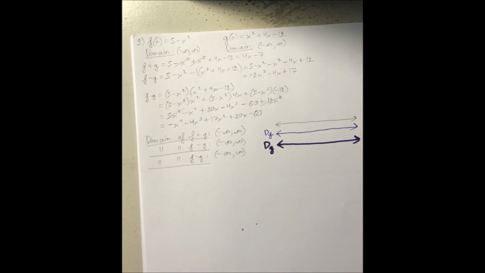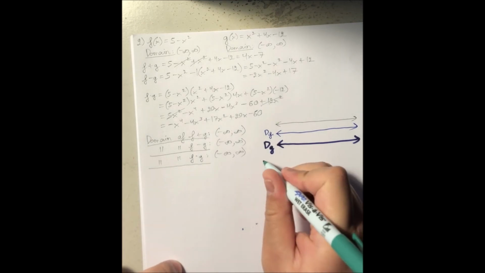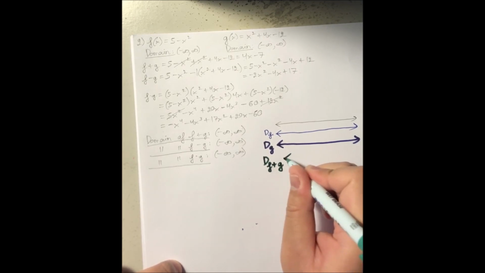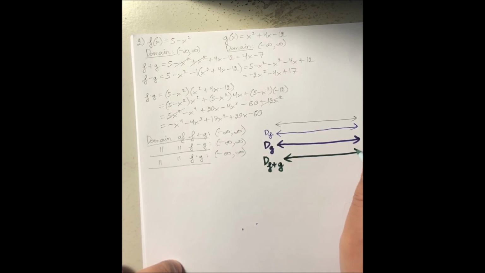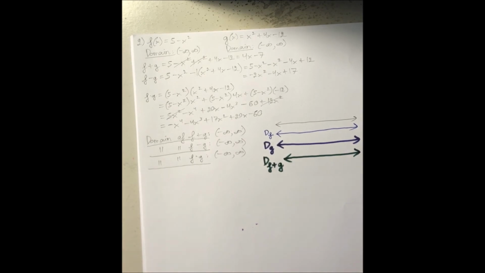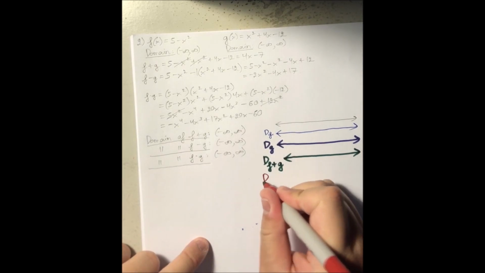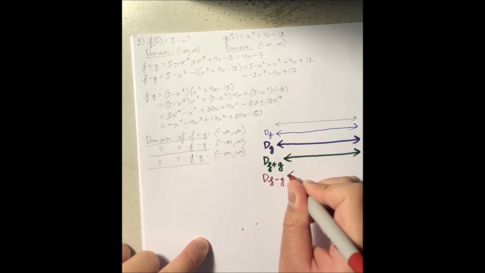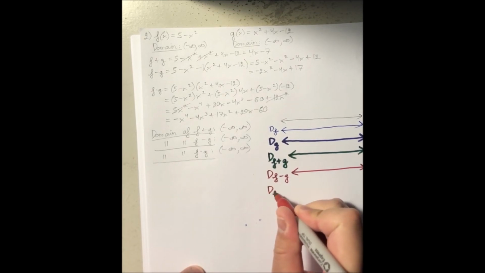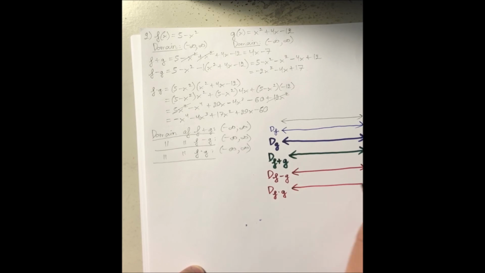So the domain of the sum is the set of all of the common x values that both domains have, and those common x values are all of the x values from negative infinity to positive infinity. So that's why the domain of the sum is the same. And the same reasoning applies to the domain of the difference and the domain of the product. Since I'm out of marker here, I'm just going to use the red one for the product as well. So yeah, graphically, that is how we understand this.